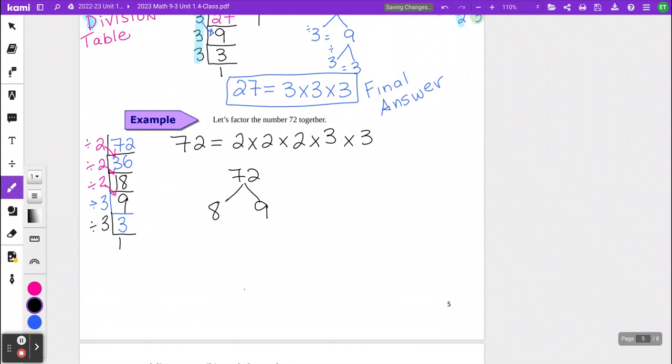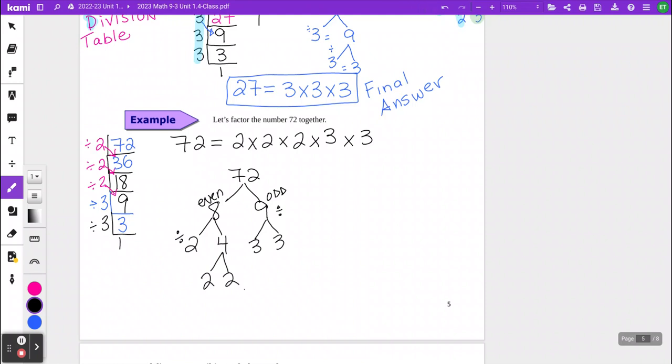Well, we know 8 divides by 2. It's an even number. 2 times 4. And 4 divides by 2, an even number, and I get 2 times 2. All right, the number 9 is an odd number. That guy was even, so we divided by 2. This guy is odd, so we're going to divide by 3, and we get 3.